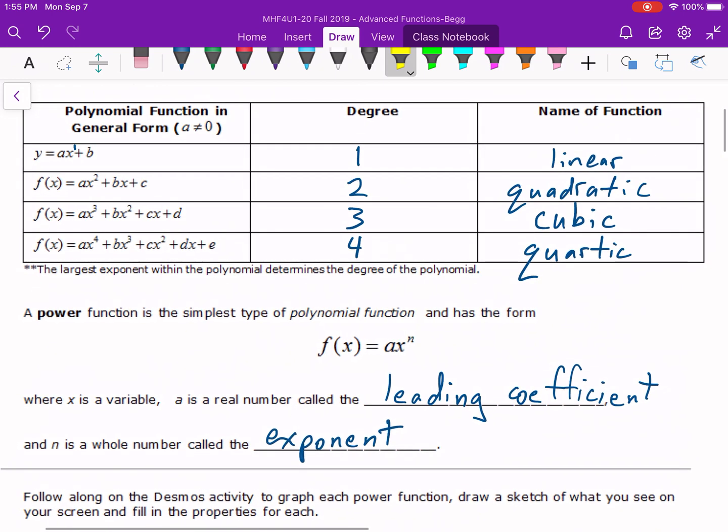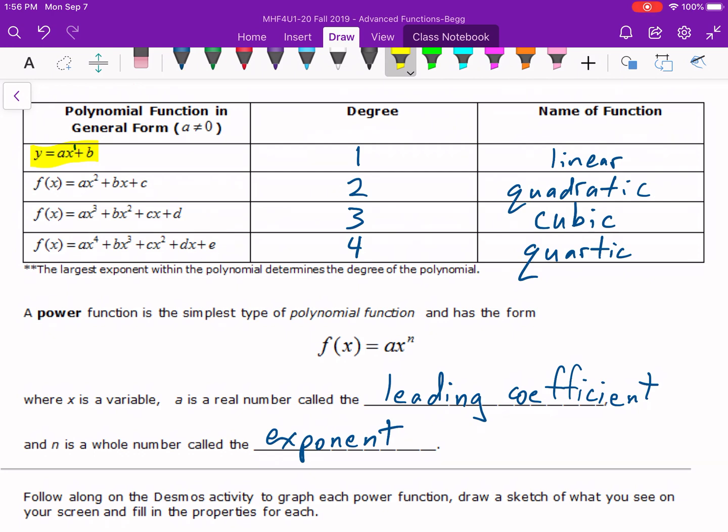So first of all, we have a table. Polynomial function in the general form, and we've got a list of different types of ones. So the first one here, we got y equals ax plus b. Hopefully you recognize that as linear. You swap out the a for an m, and that is y equals mx plus b. It's a linear function. But think of it like a polynomial function.